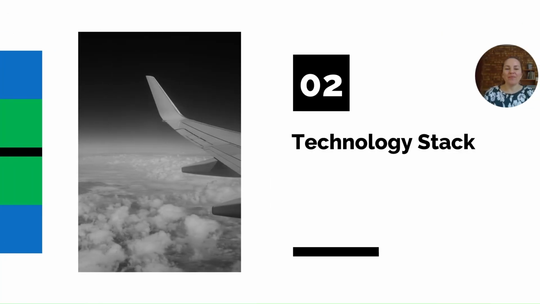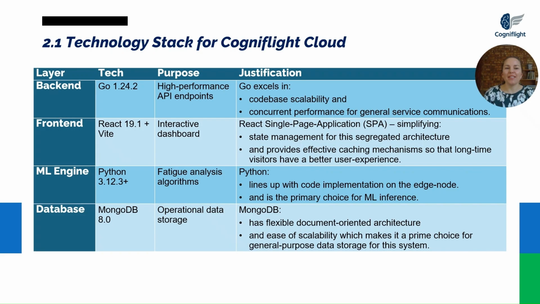Thank you, Jeremiah. Let's take a look at the technology stack that we will be implementing. For the backend, we will use Go, as it provides high performance, scalability, and concurrent performance that is necessary for our app's system requirements. Our front-end's interactive dashboard will be put together using React and Vite in the form of a single-page application. This simplifies state management and provides effective caching mechanisms to improve the user experience.